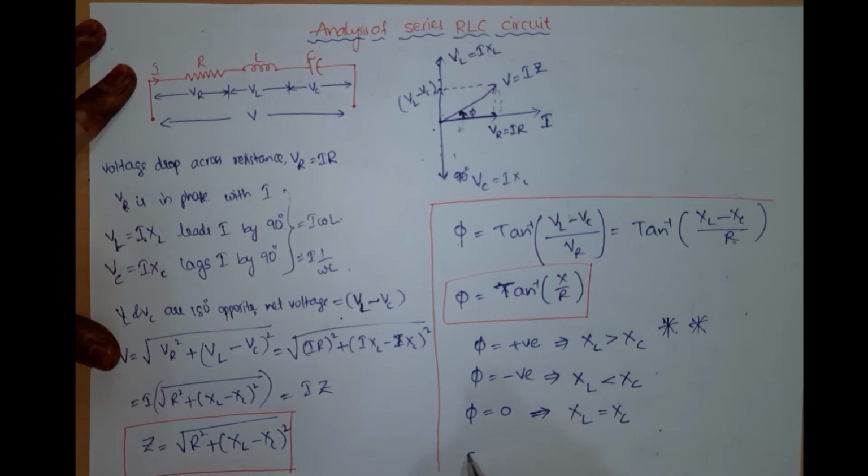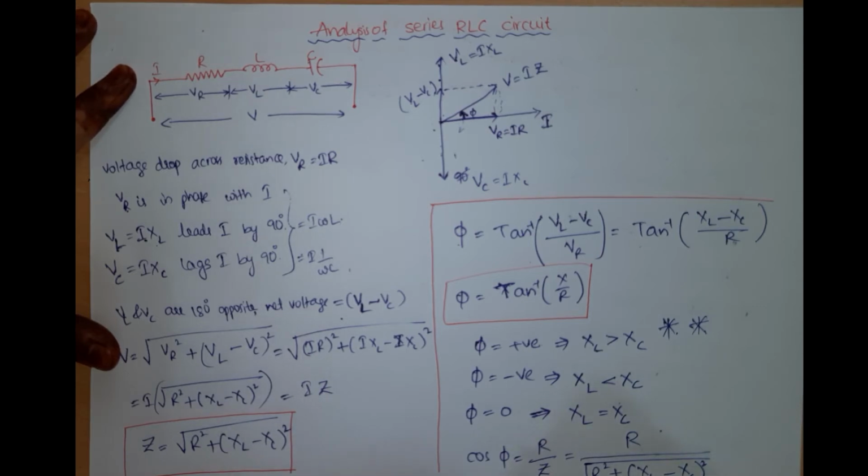Right? Also, the power factor cos phi can be written as cos phi is equal to R by Z, where we know that Z is the square root of R square plus (XL minus XC) the whole square. Right? So now let us look at some more conclusions from this series RLC.